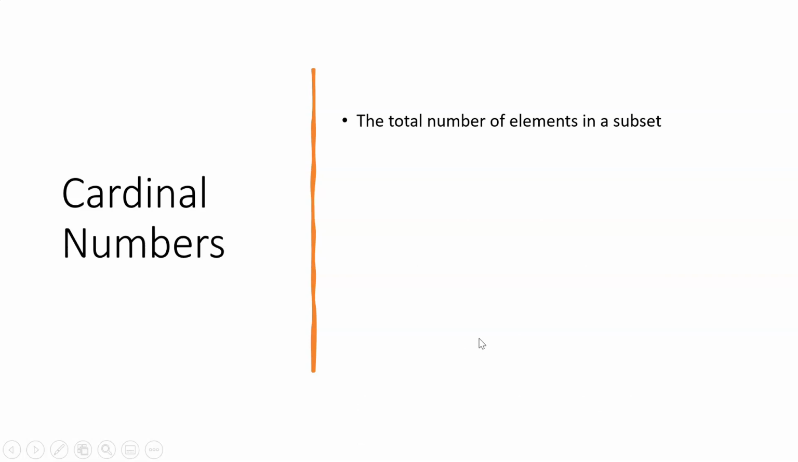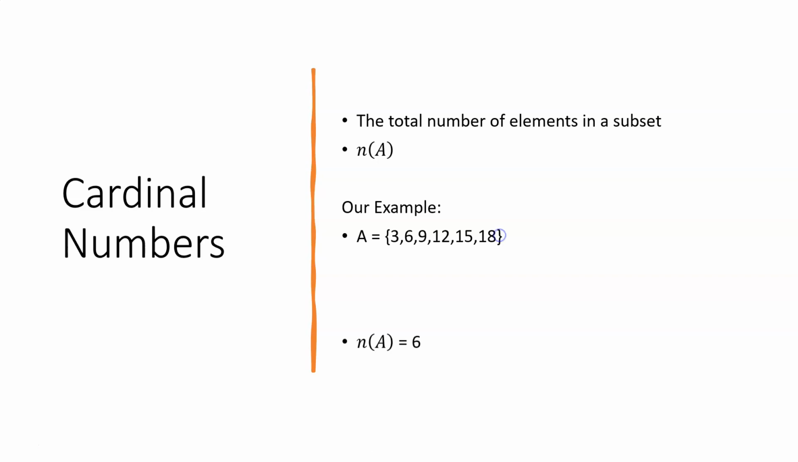All right, our cardinal numbers. The cardinal number is the number of elements in a subset. We write that as n(A), the number of elements in A. In our example, A is all those multiples of 3 in our universal set of positive integers up to and including 20. So how many elements are in our subset? 1, 2, 3, 4, 5, 6. So we write it like that, and that's what we call our cardinal number, the number of elements in a set.